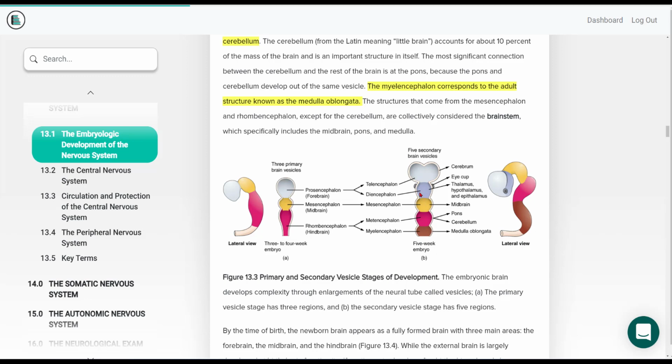What I do want you to know, however, is what is the telencephalon? What does it become? The cerebrum. What does the diencephalon become? It becomes the thalamus and the hypothalamus. The mesencephalon is the midbrain. The metencephalon is the pons and the cerebellum, and the myelencephalon becomes the medulla oblongata. These are the adult structures that you will be learning to label in the brain.